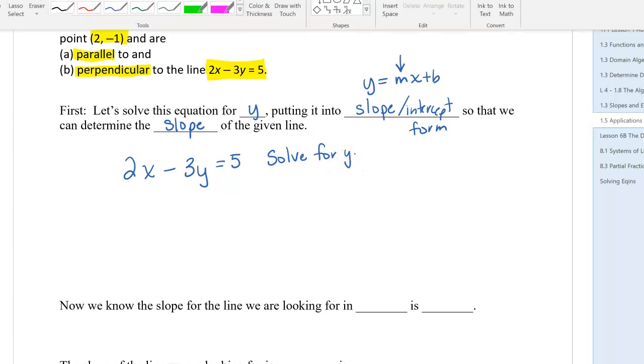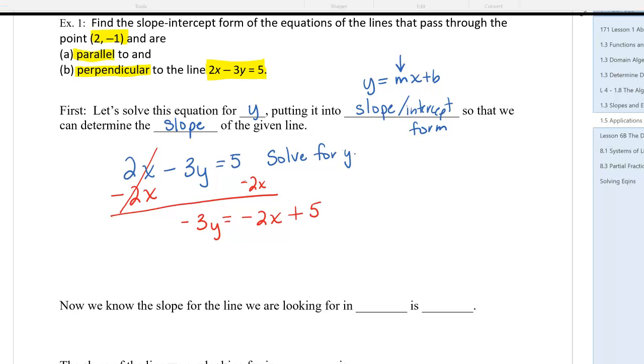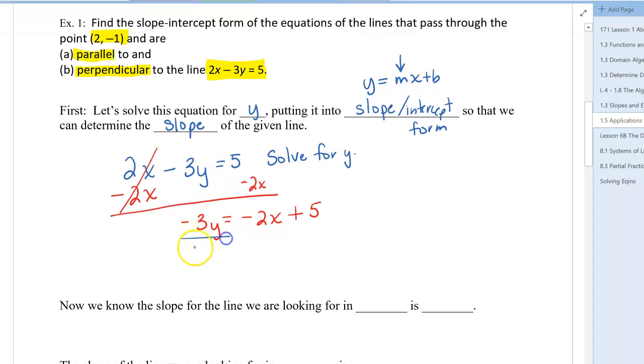So I'm going to subtract 2x from both sides because anything that doesn't have y in it needs to go to the other side. So if I subtract 2x from this side and subtract 2x from this side, they're going to cancel, and that's going to give me negative 3y equals negative 2x plus 5. So I really can't subtract 2x from 5 because they're not like terms, because 5 doesn't have an x in it. Now I'm going to divide both sides by negative 3.